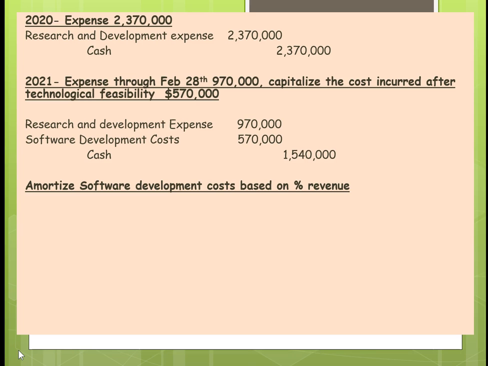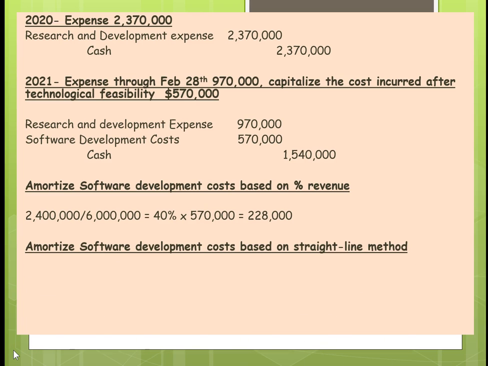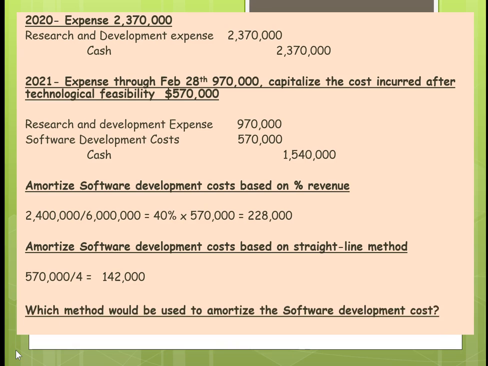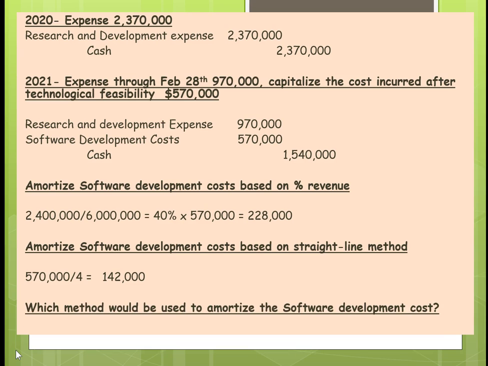The first method is based on percentage of revenue. So what we would do is take the $2.4 million that was earned out of the estimated $6 million, which tells us 40% of the revenue has been realized, times the amount we capitalized, which means we'd be able to expense $228,000 in 2021. Now, if we use the straight line method, what we would do is just take the $570,000 divided by 4 years. And which method do we use? We'd probably use the one that gives us the highest number, which would be the percentage of revenue. So that's how you do that one.